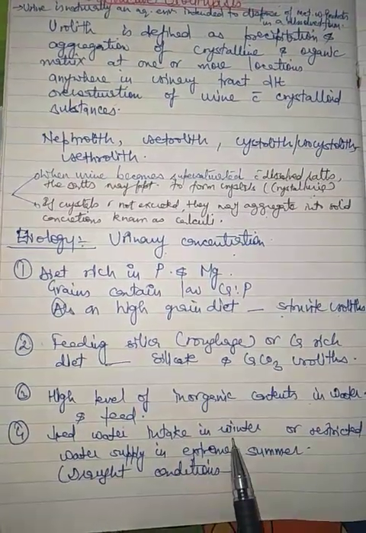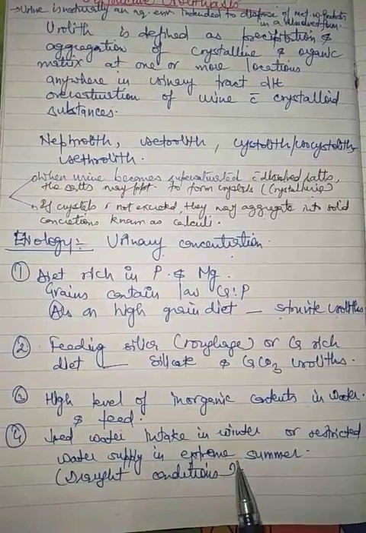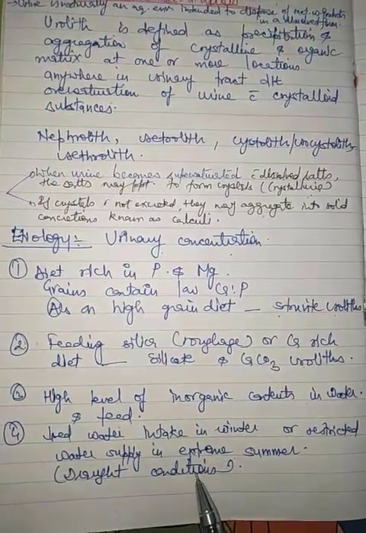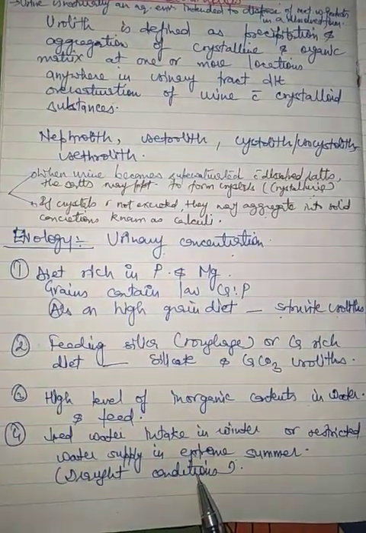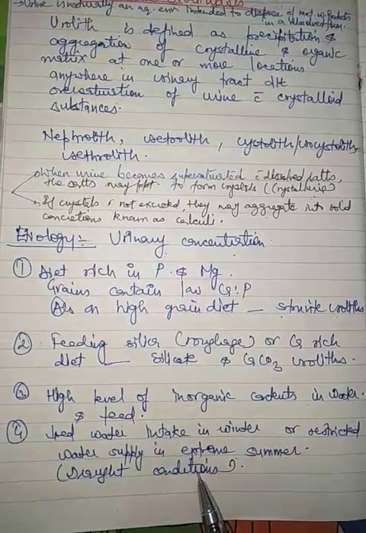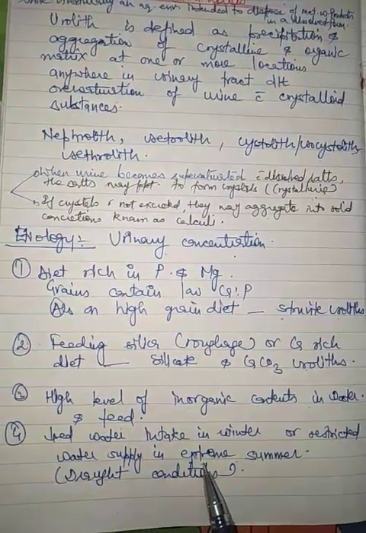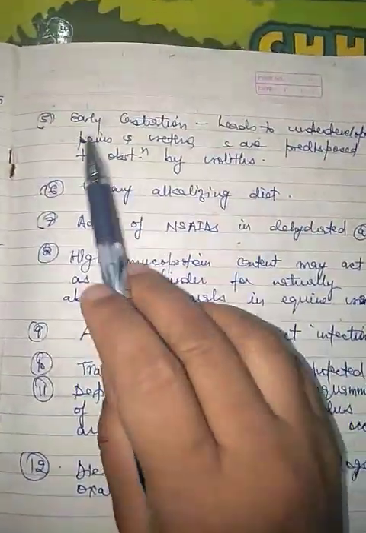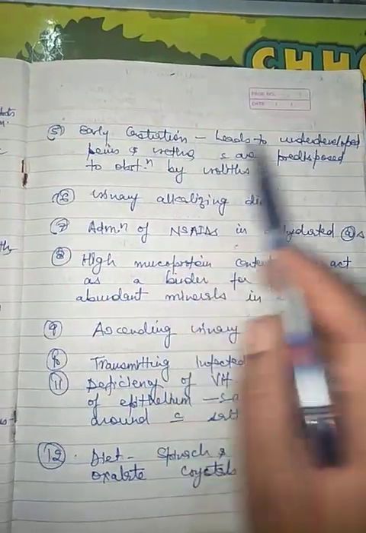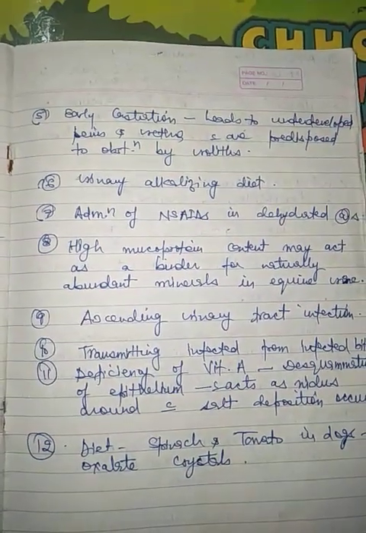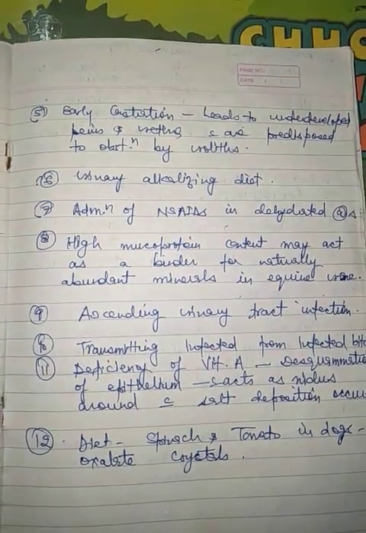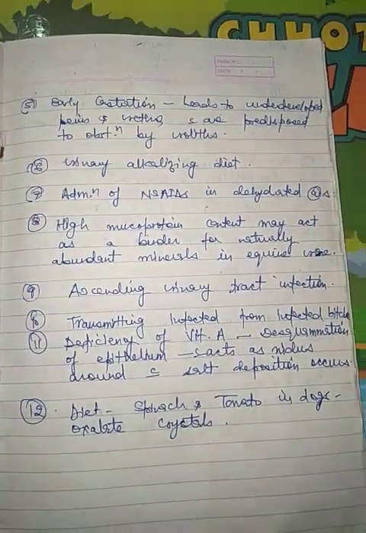If there is a high level of inorganic contents in the water and feed, then decreased water intake in the winter or restricted water supply in extreme summer, that is in drought conditions where the water availability is lower, the urinary concentration increases and it predisposes the animal to each and every type of stone. Next, in male animals, early castration leads to underdevelopment of the penis and urethra, which are predisposed to obstruction by the uroliths.